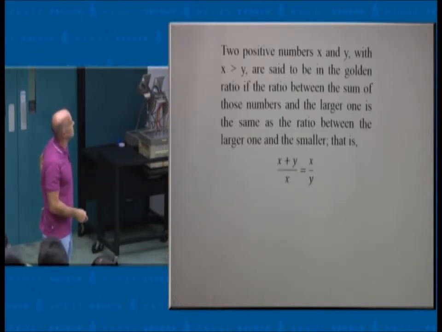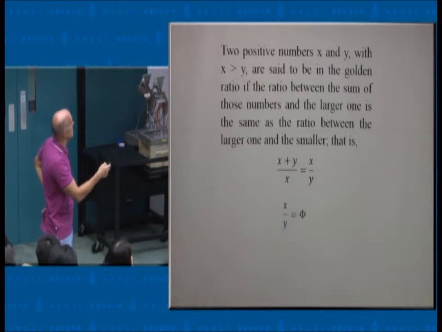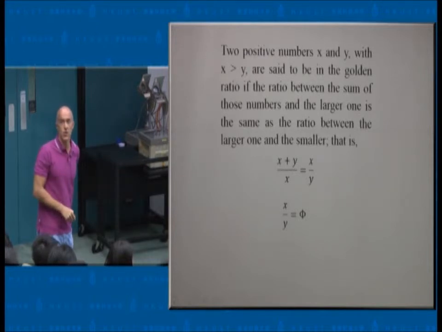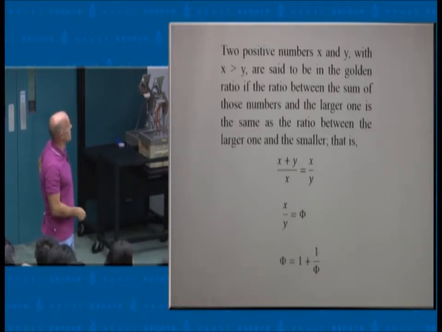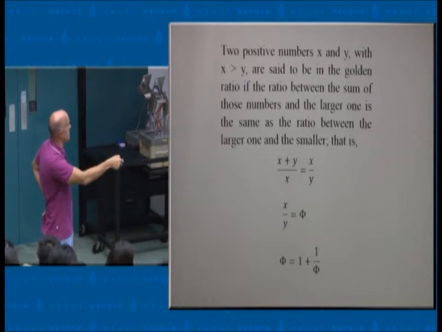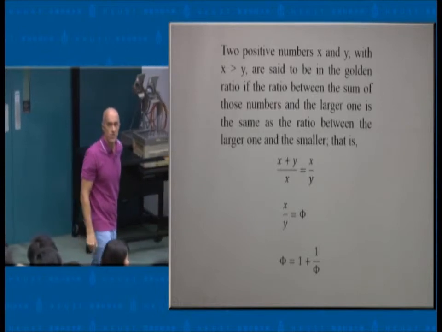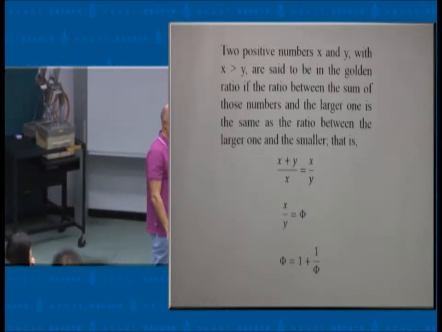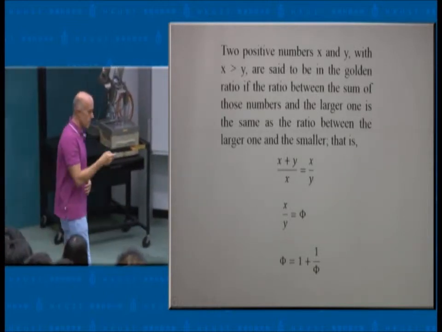So there's the equation. x and y are said to be in the golden ratio, so x over y is this phi. Phi is the golden ratio. When you substitute x over y equals phi, you get the same equation as the Fibonacci number equation: phi equals 1 plus 1 over phi. So that's another definition of the golden ratio, phi.